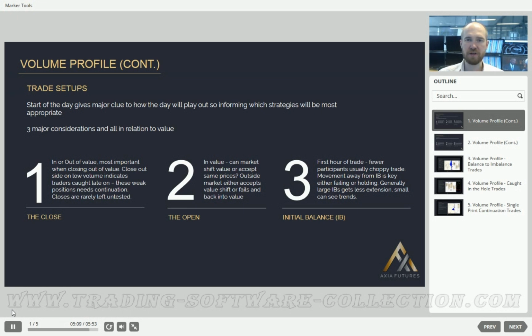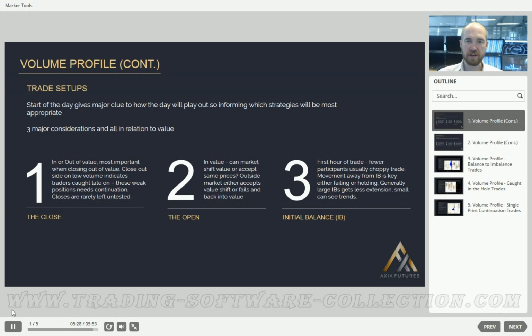A large initial balance is of course going to vary with your market. For example, a large Bund initial balance is somewhere around about 25 ticks. However, a large DAX initial balance is going to be closer to 70, 80 ticks. So be very aware of that, and you'll come to establish that depending upon what markets you're trading. So that's the key with the large balance.